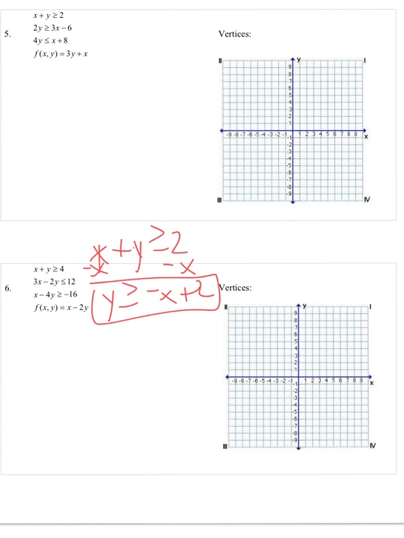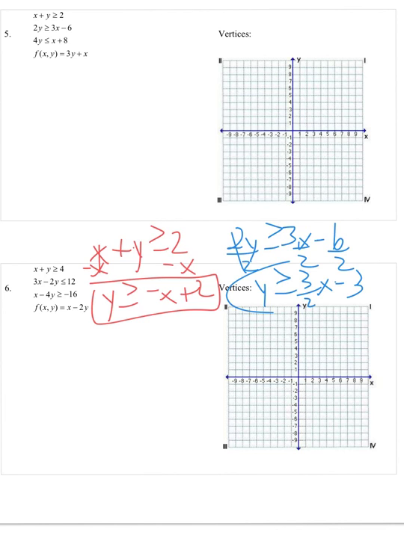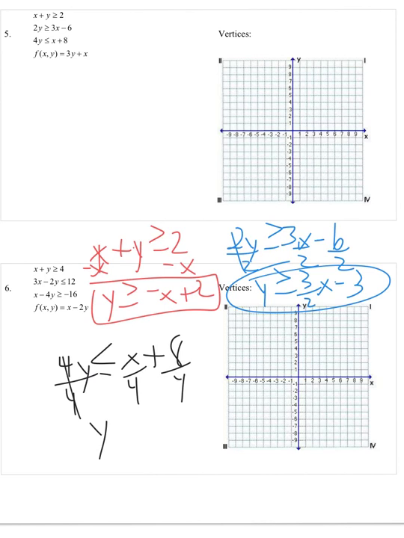Our middle one, we have 2y is greater than or equal to 3x minus 6. We're going to just divide by 2, divide by 2, divide by 2. So y is greater than or equal to 3 halves x minus 3. And then our bottom one there is 4y is less than or equal to x plus 8. We're going to divide by 4 to get it in slope-intercept form. So y is less than or equal to 1/4 x plus 2.